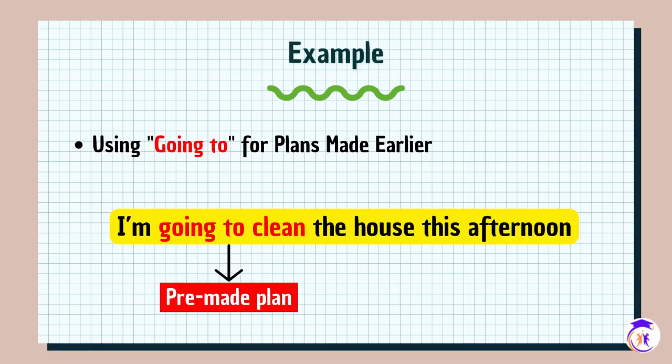Examples. Using going to for plans made earlier. I'm going to clean the house this afternoon. This sentence shows that the speaker decided earlier to clean the house. It reflects a pre-made plan.